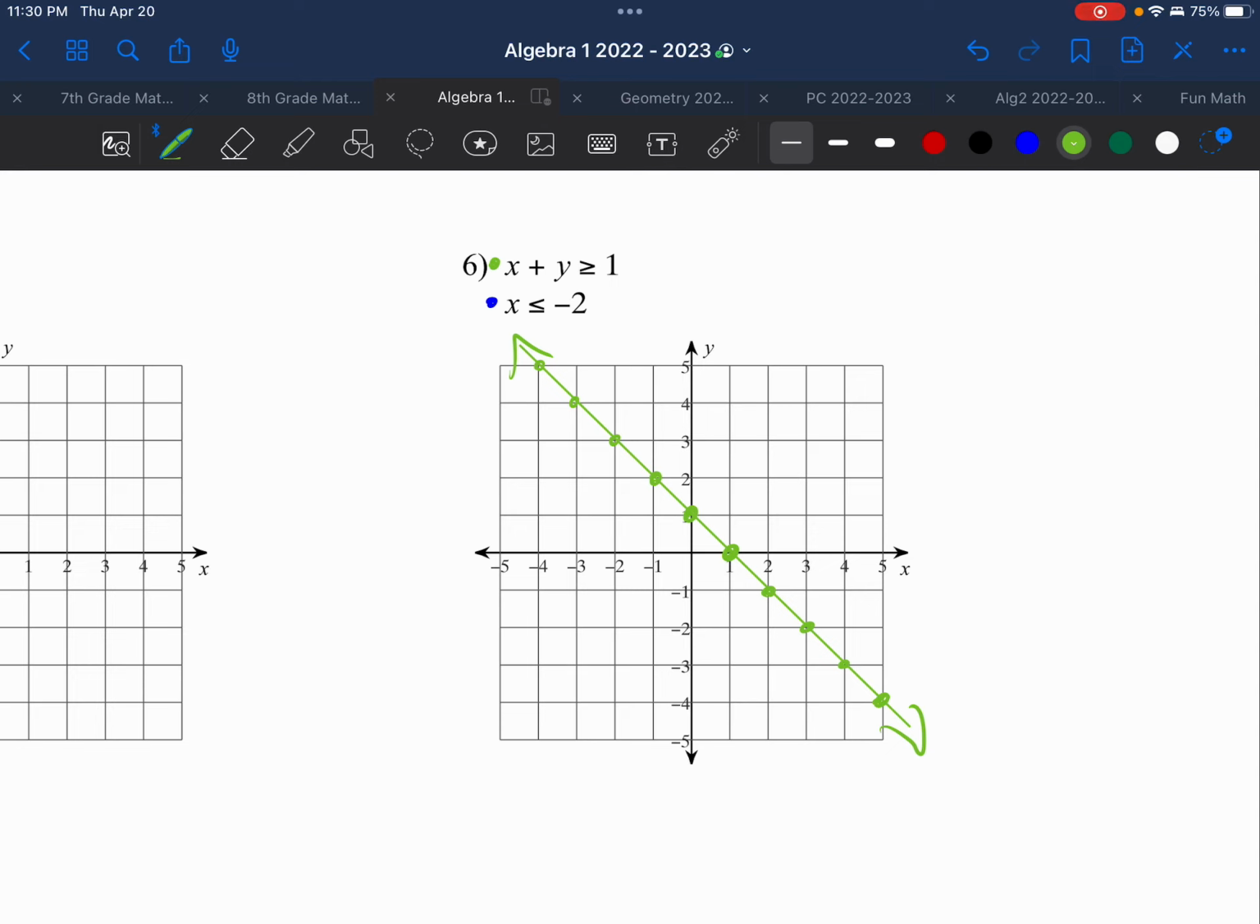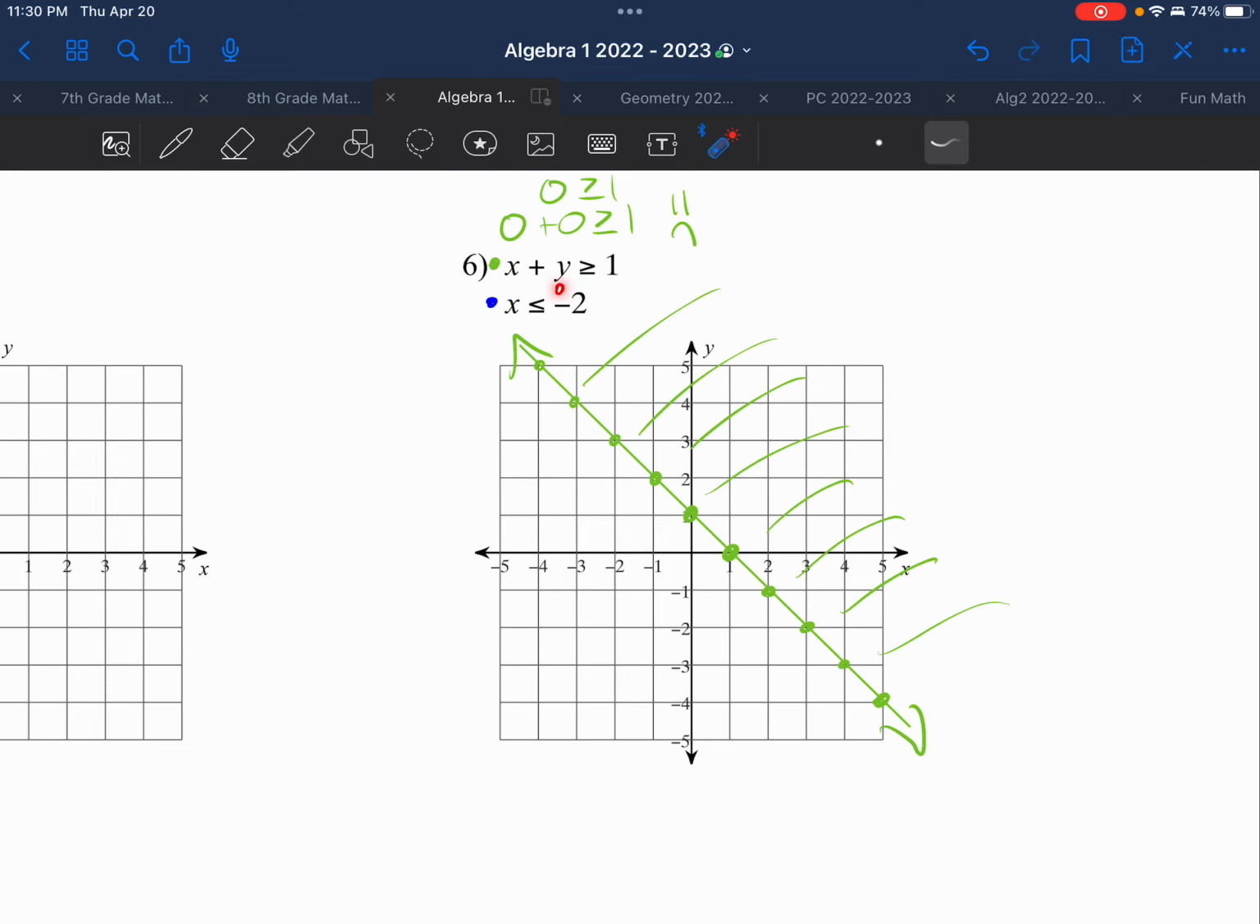Does 0, 0 work? I'm testing this point right here, the origin, plugging 0 into both the x and the y. Is 0 plus 0 greater than or equal to 1? Is 0 greater than or equal to 1? And you will say, no, sad face, 0 is not greater than or equal to 1, meaning that this point right here is not in the solution, but that means everything above here is in the solution. So the way that you do that is you just put a bunch of lines up here saying, hey, everything up here is in the solution.